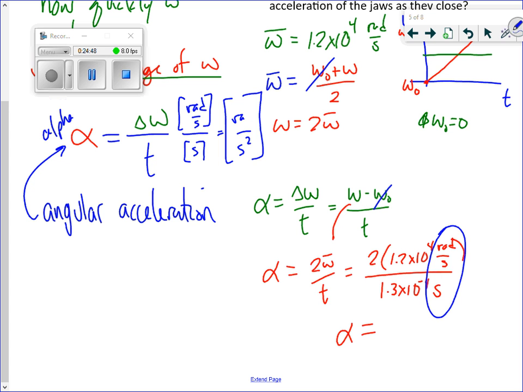Except that we're talking about angular stuff, so instead of a length of something in meters, we have an angle of something in radians. So 2.4 divided by 1.3, let's call that 2. That's something like 2 times 10 to the 8th radians per second squared. That's a really big number, and it means that these things sure speed up fast. That's why they're called trapjaw ants. They can close those mandibles in a really small amount of time.